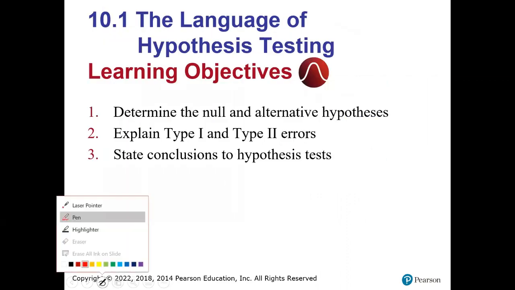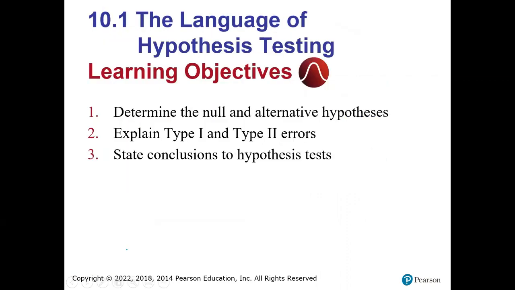The first section, we have to just discuss what really is hypothesis testing. How do we determine a null and alternate hypothesis? I'm going to discuss a type 1 and type 2 error, and then how we write conclusions to our hypothesis tests.